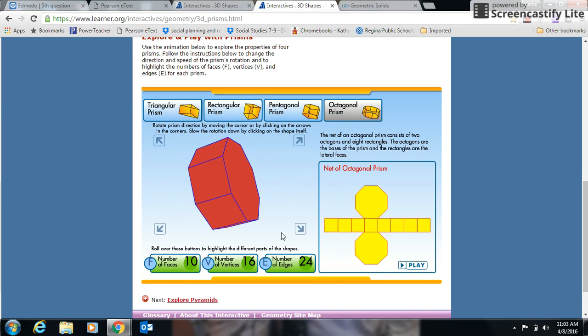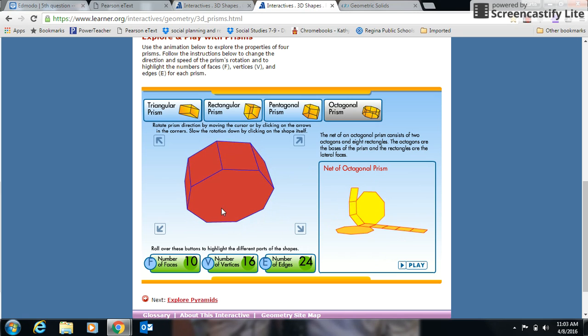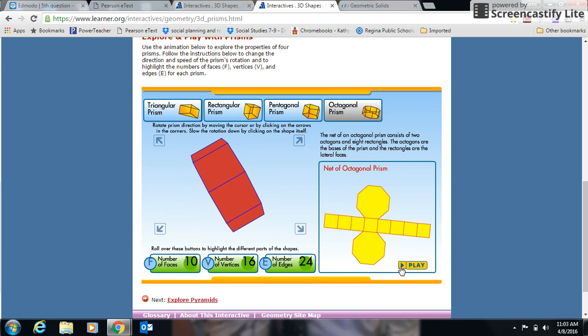Let's take a look at this. See if you can name this. So here's our shape. It's all about the net. We've got to take a look at the net and see what the net's doing here. So I wait for it to unfold. Boom. Okay, so take a look. How many shapes make up this net? 1, 2, 3, 4, 5, 6, 7, 8 there. But there's only 2 shapes that are identical.